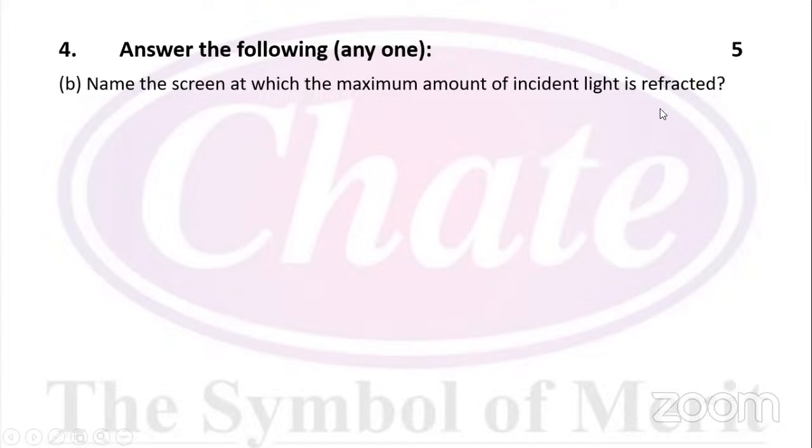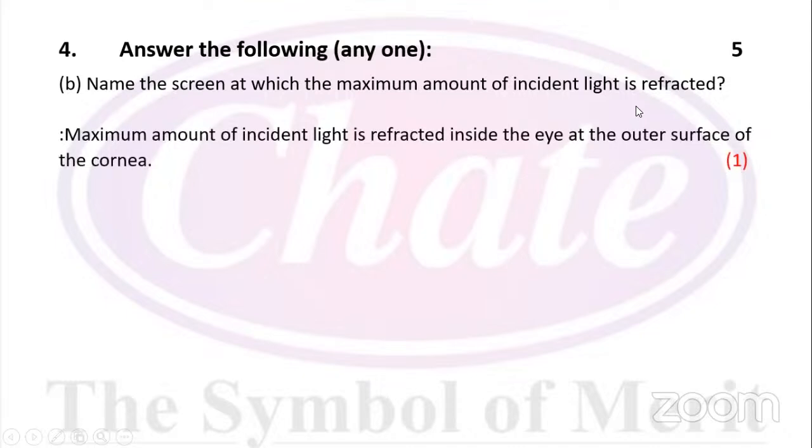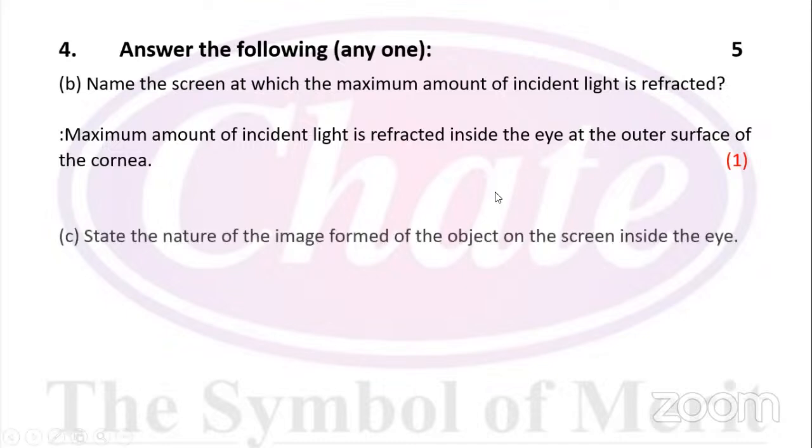So yes, it is the outer screen. The maximum amount of incident light is refracted inside the eye by the outer surface of the cornea. The cornea is the transparent part of the human eye. It is the bulgy one, and that helps to refract maximum light into the inside of the eye. Okay, so that is the answer.